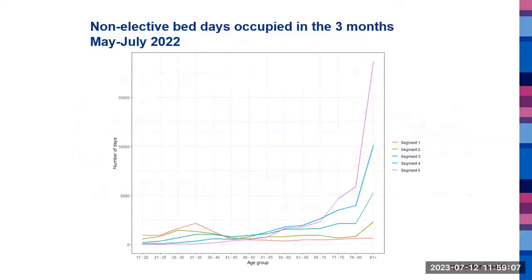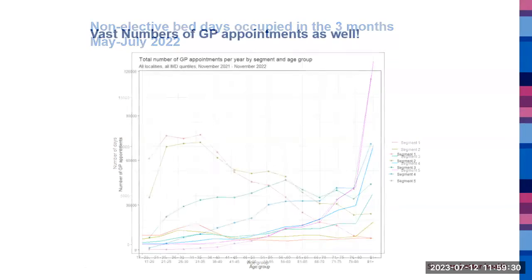And then what we decided to do was look at various bits of healthcare usage. What this is showing you is non-elective bed days by segment, and just look at the almost vertical line up to the right. It's 3 months of data in our acute trust. Once you get over 75, that line just rockets away. There are thousands and thousands of bed days in a very, very small part of our population.